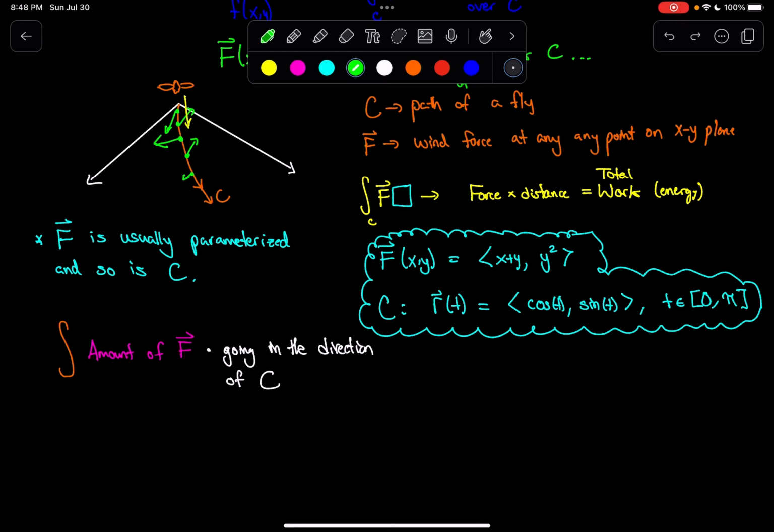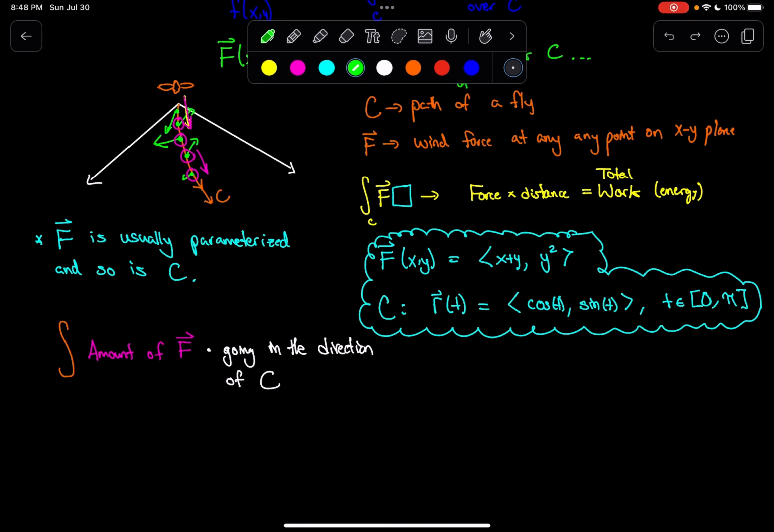I don't care about the amount of work or the amount of energy that the fly has to expend going side to side. What I really care about is figuring out the total amount of energy that the fly will expend going in the exact direction of this particular path. And so what that means is we need to figure out at every single point where there is a vector that exists on this curve, notice how the vectors are not all just facing in the direction of our path.